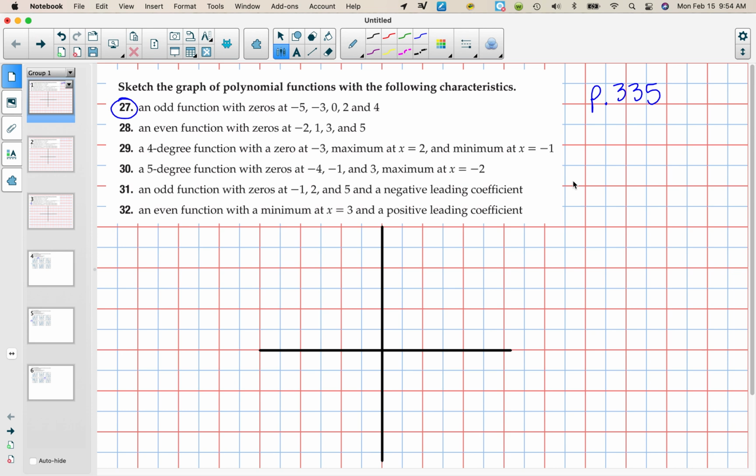We're still going to be talking about analyzing graphs of polynomial functions. So this is still in section 5-4 of your textbook. I'm just going to do a few examples that are going to be similar to some of the homework problems you do. These are on page 335.